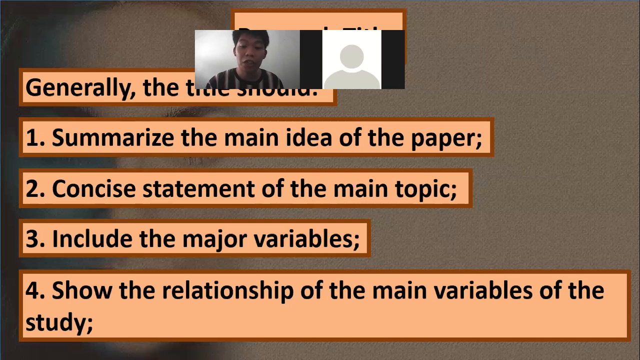And show the relationship of the main variables of the study, meaning in the title, the reader should have an idea what are the researchers going to deal with, sa title pa lang. Halimbawa, yung levels of speech anxiety and academic performance. We'll have the idea automatically that we're going to relate if there's significant relationship between levels of speech anxiety and academic performance.